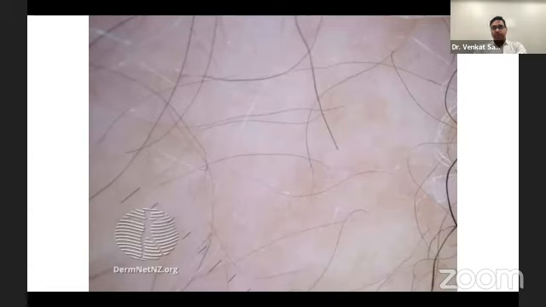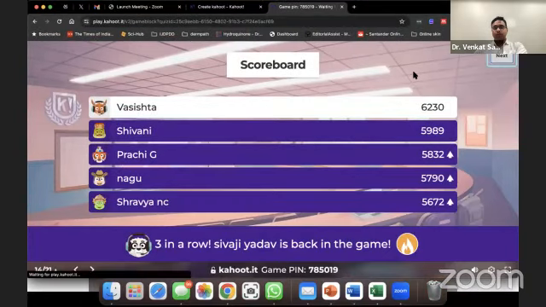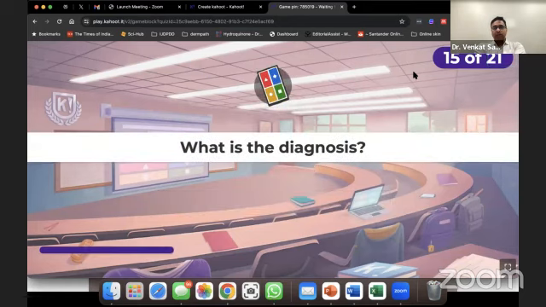So look at the features here that you're seeing. Are you seeing white dots, black dots, scars, atrophy? Are you seeing miniaturization? Are you seeing anything else? Particular types of hairs, Morse code hairs, or anything like that? Okay. So this brings us on to the next question here. Question 15 of 21. What is the diagnosis?